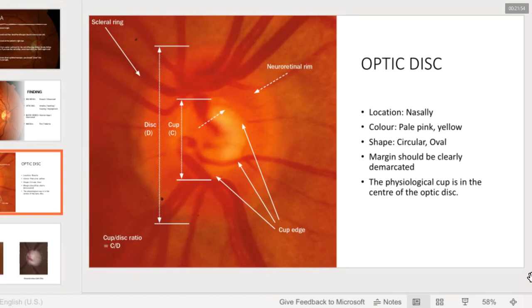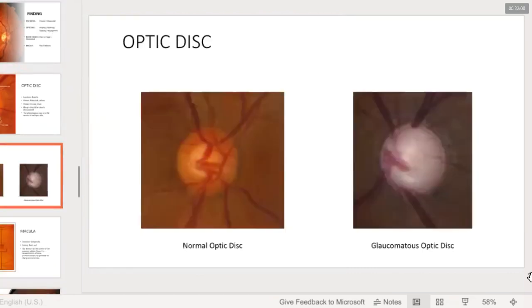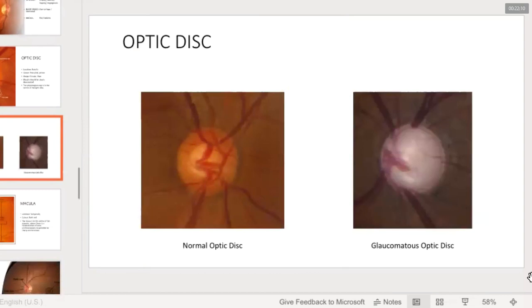So basically, for the CDR ratio, the proper way is to measure the vertical height, but most of the time we are just eyeballing the height and then estimating the ratio.